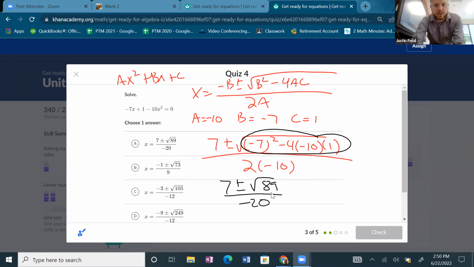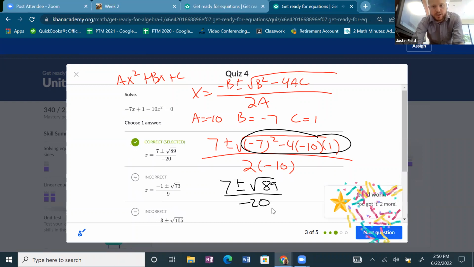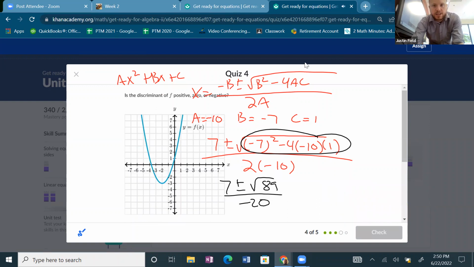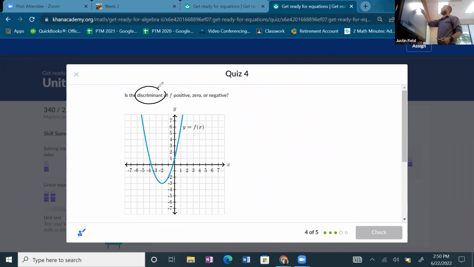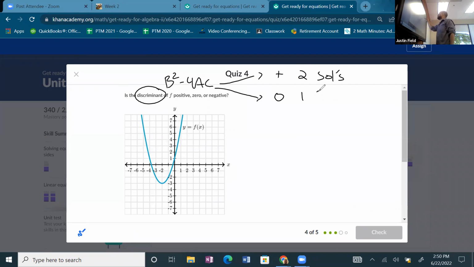Sometimes the radical is not simplified and we can take out a common factor, but not in this case. Now, the discriminant. Don't worry, it's just a little part of the quadratic formula: the b squared minus 4ac. If it's positive, there are 2 solutions to the equation. If it's 0, there is 1 solution. And sometimes it's negative, and there are 0 solutions.